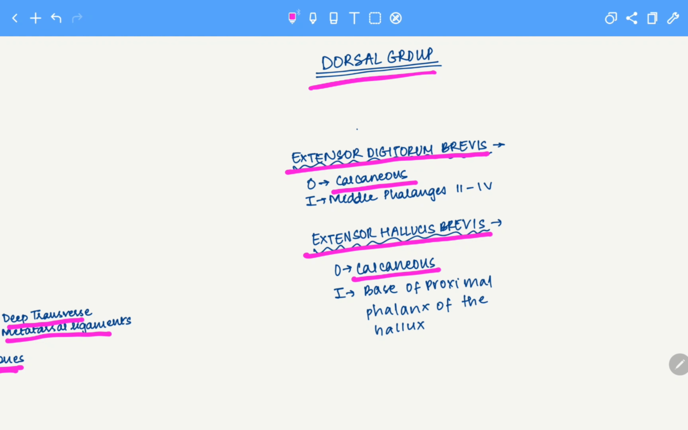If you notice their site of origin, both of them are going to originate on the calcaneus bone, while the extensor digitorum brevis is going to insert on the middle phalanges of 2 to 4 digits, and the extensor hallucis brevis, which is exclusively for the hallux, will insert on the proximal phalanx of the hallux. So these are our dorsal group of muscles.